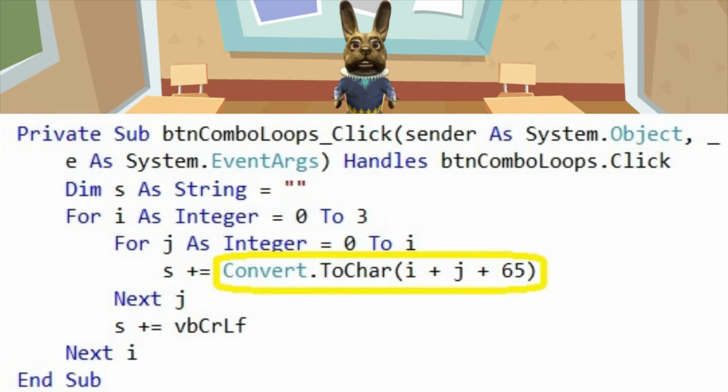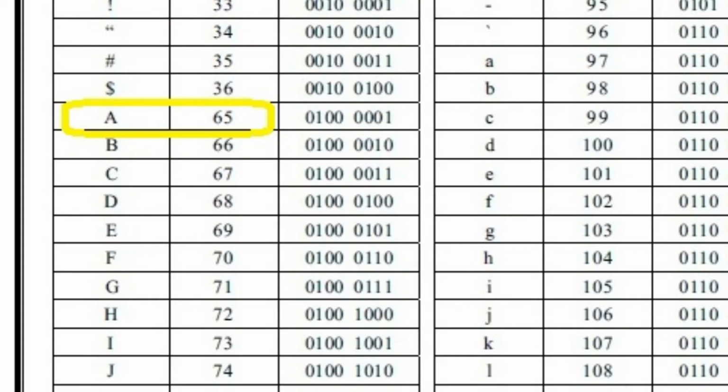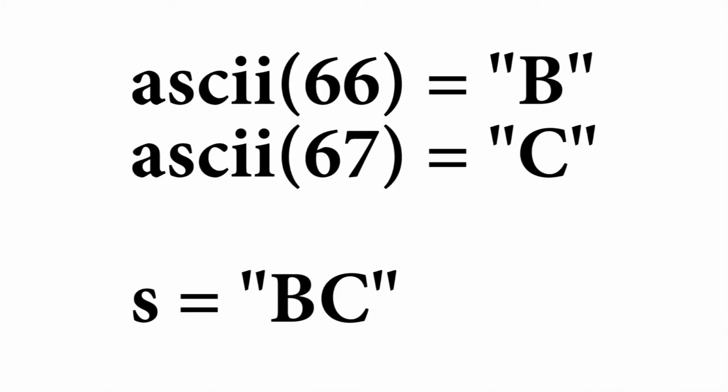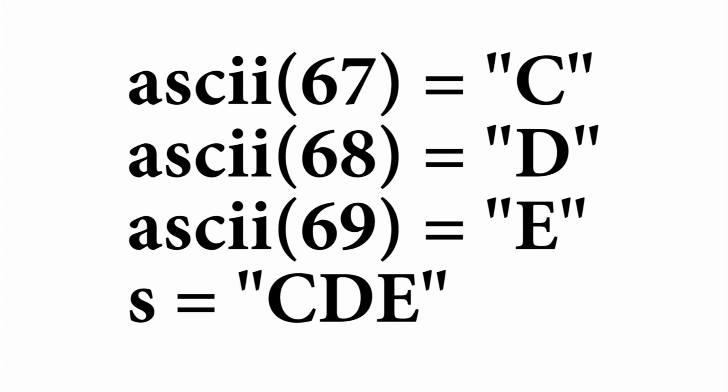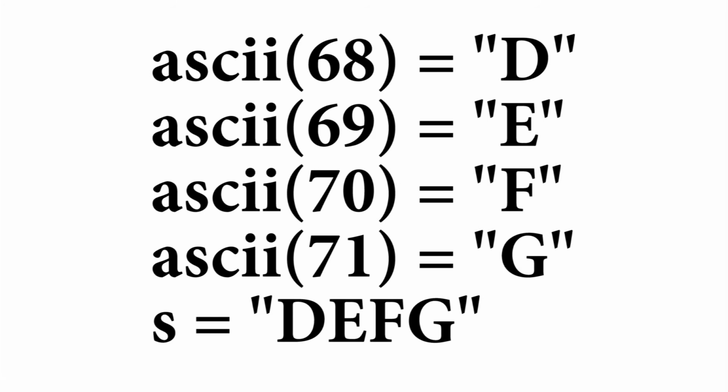The integer 65 in this case corresponds to an ASCII character A. Thus, inside the second loop, it concatenates ASCII 66 and 67. Inside the third loop, ASCII 67, 68, and 69. And inside of the fourth is ASCII 68, 69, 70, and 71.